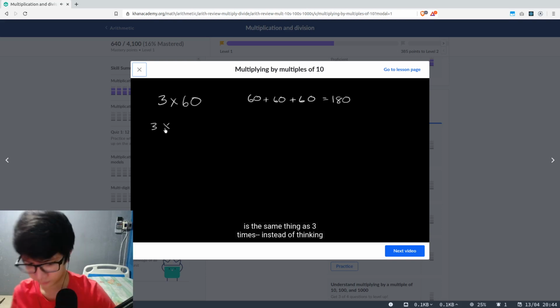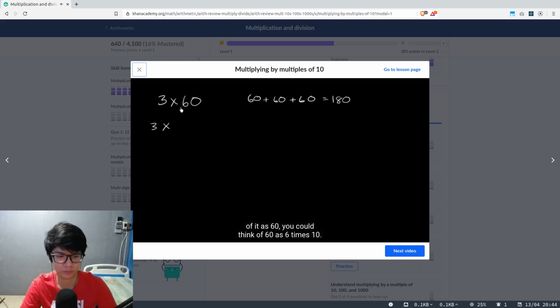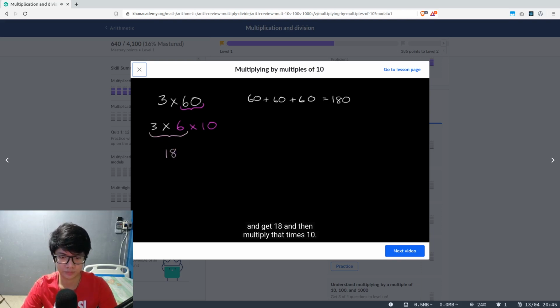But another way to think about this is that 3 times 60 is the same thing as 3 times, instead of thinking of it as 60, you could think of 60 as 6 times 10. 3 times 6 times 10. And when you're multiplying three numbers like this, it doesn't matter what order you multiply them in. So we can multiply the 3 times 6 first and get 18, and then multiply that times 10. And 18 times 10 is just going to be 180. It's going to be 18 with another 0.